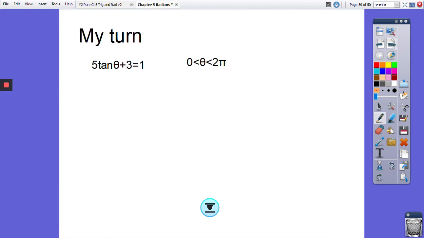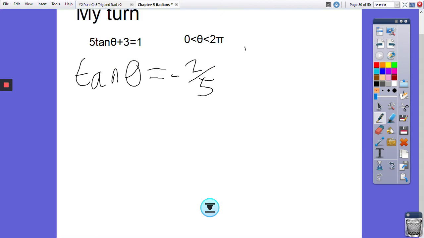Okay, in this example, we're going to have to do a little bit of rearranging. It's slightly more rearranging than what we had last time. And of course, we've done sine, we've done cos. It's the turn of tan now. So let's take away that 3 from the 1 and divide by 5 so that you get tan theta equals minus 2 over 5. Then let's draw out the graph of tan between 0 and 2 pi.